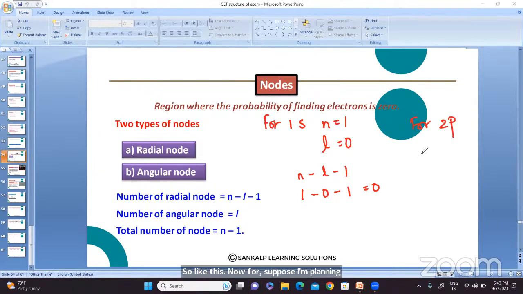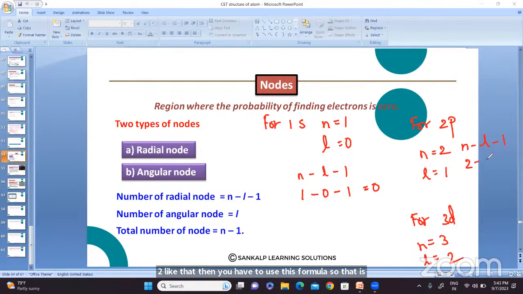Now what is N? N is equal to 2, L is equal to 1. Then for 2D, 3D, suppose N is equal to 3 and L is equal to 2. Then you have to use this formula: N minus L minus 1. So N is 2, L is 1, minus 1, which is 0. So always the probability of finding the electron will be 0.